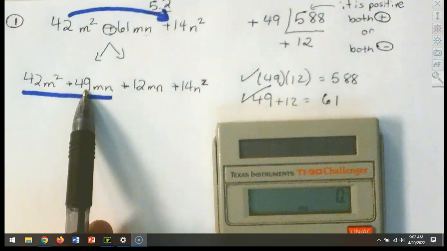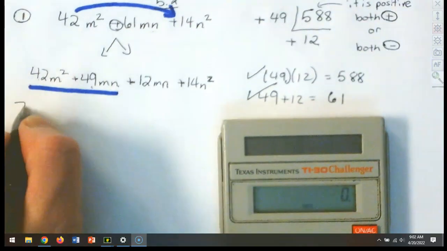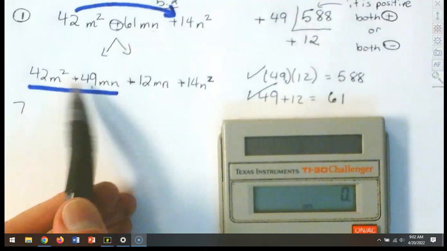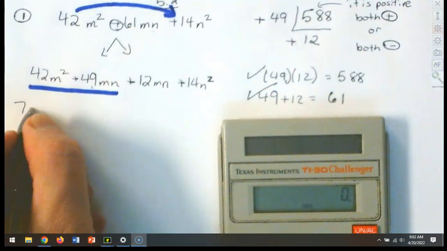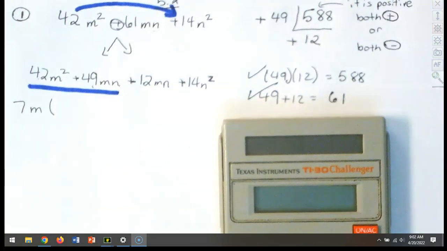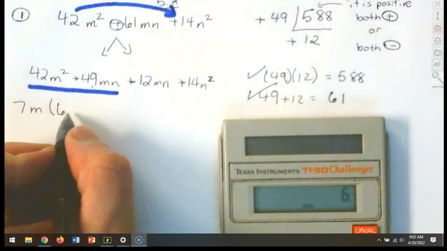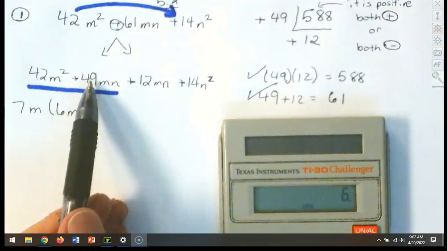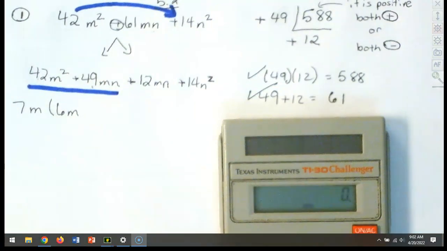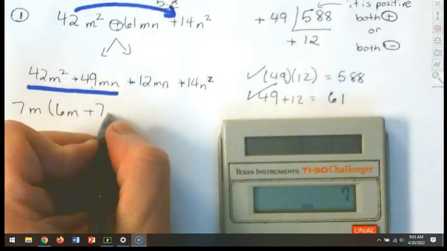49 is a perfect square of 7. So the only thing that's in 49 is a 7. Is 7 in the 42? Yep, it is. So we're going to take out a 7. And what else do they have in common? Okay, they have an m. So a 7m comes out. And 42 divided by 7, of course, that's going to be a what? 6. We have an m squared. Take 1 out. That leaves you with an m. 49 divided by 7. You can use a calculator if you want to. Of course, we know that's going to be 7. The m comes out, but the n is left over.